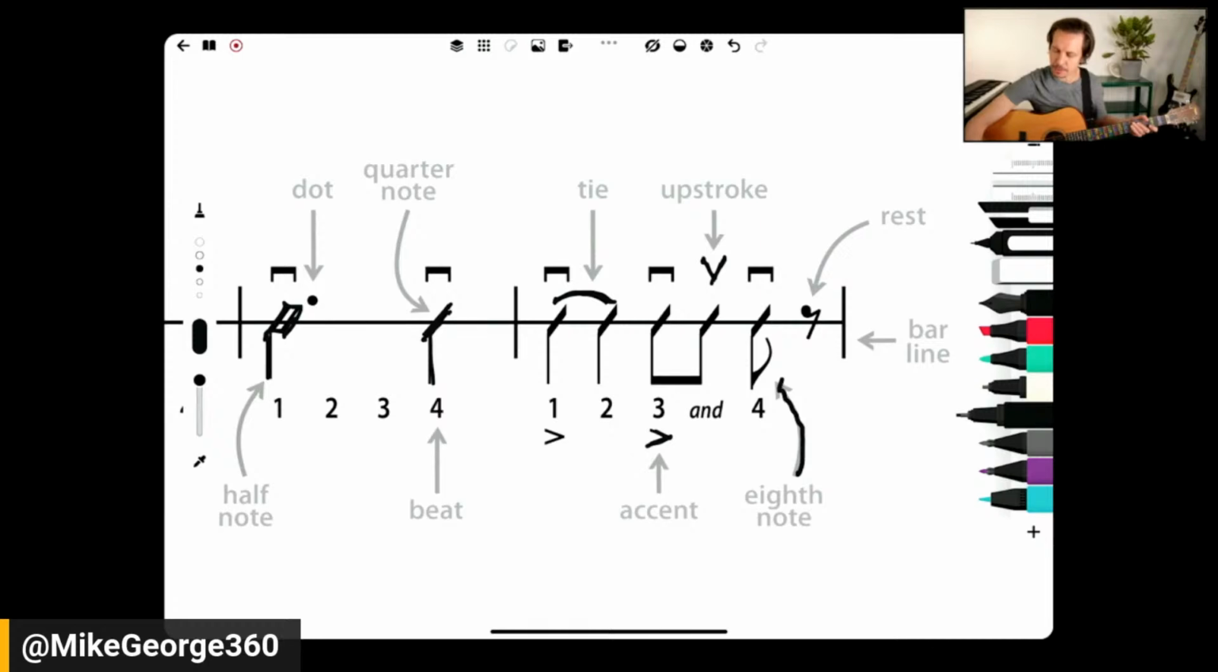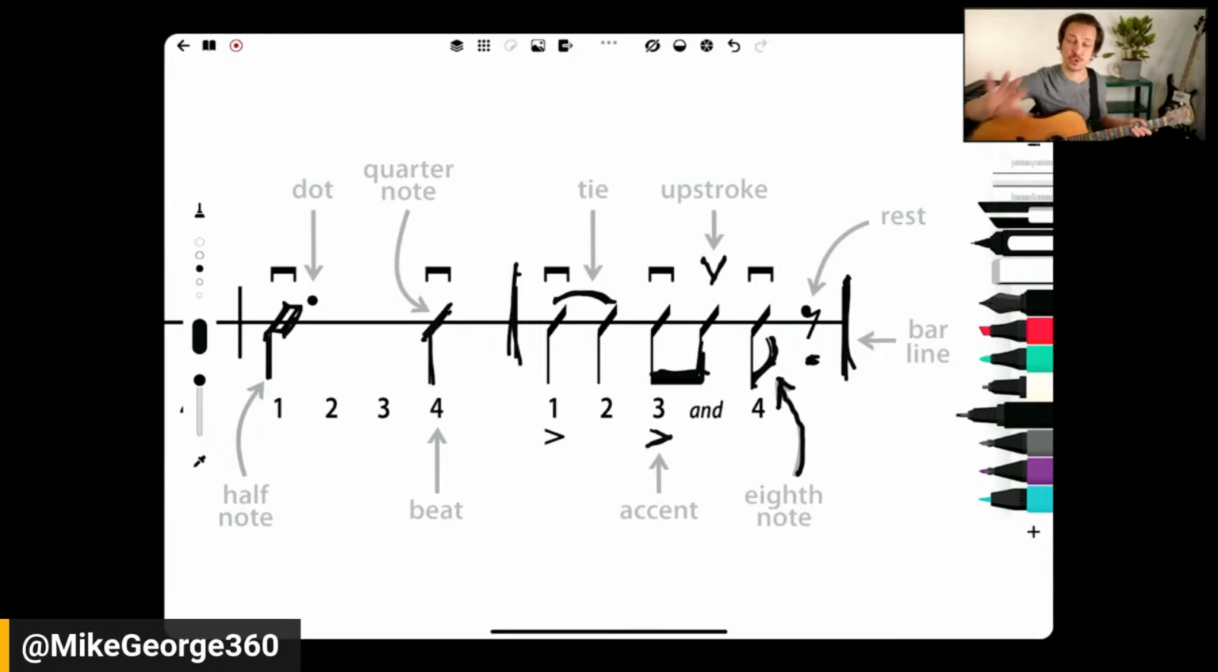An 8th note can be shown by this little flag or by this beam if they're connected 8th notes, and you play them in sequence. We have a rest, which has different rest values, and then this bar line demarcates the different measures.